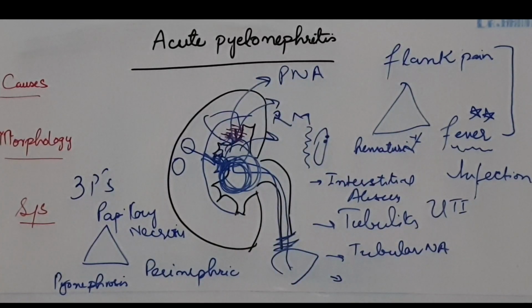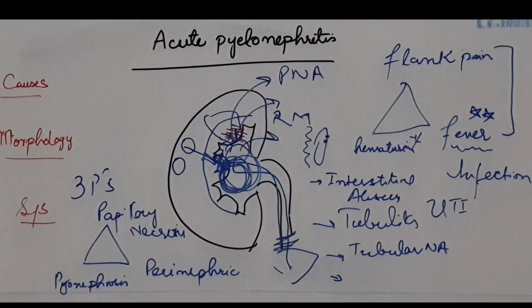A quick review. What is acute pyelonephritis? It is the inflammation of the pelvicalyceal system or tubulointerstitium. What causes this? Main cause is basically repeated urinary tract infection. How do these infections usually occur? These can occur via stasis.